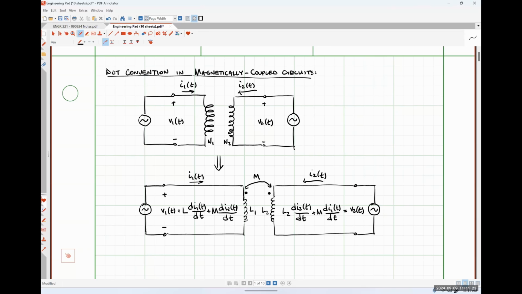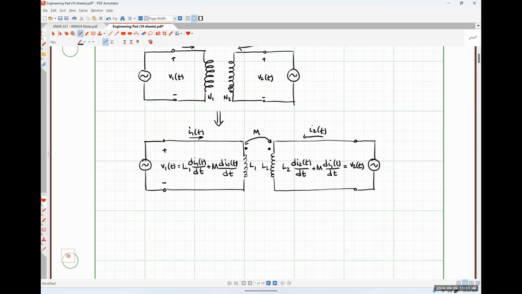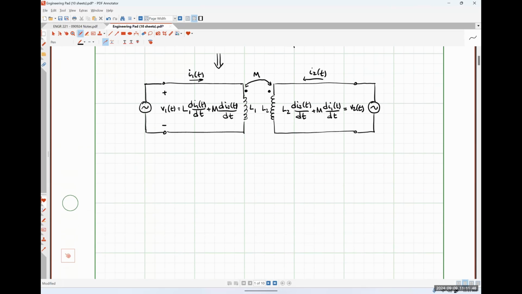Thank you. That is supposed to be L1. So, L1 di1 by dt plus M di2 by dt. And then V2 is L2 di2 by dt plus M di1 by dt. Okay, so let's scroll down here. So we have two things to look at.